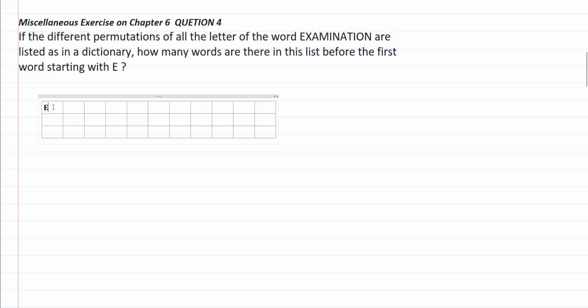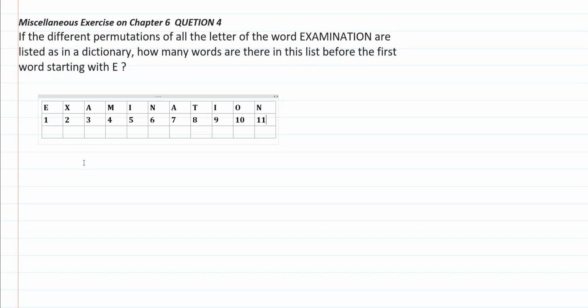It's E X A M I N A T I O N S. I'm writing this. How many letters are there in total? That's 1, 2, 3, 4, 5, 6, 7, 8, 9, 10, 11. Right.